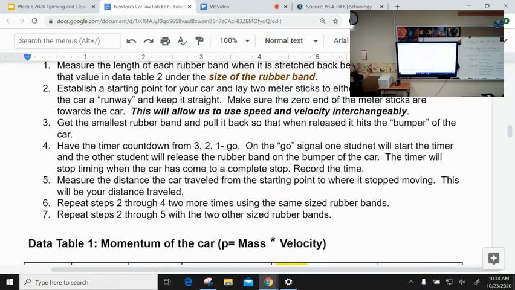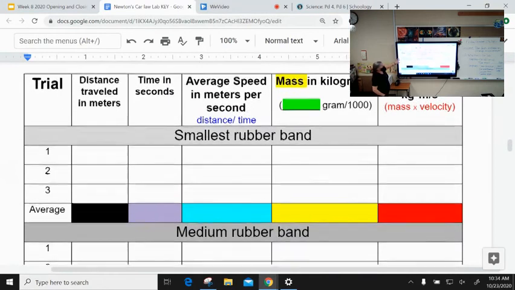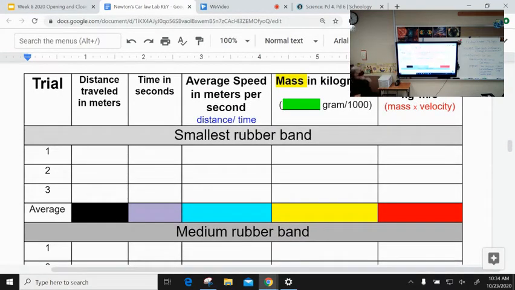So then, once you do number 4, you're going to repeat it 2 more times. So do me a favor, scroll down to data table number 1. If you look at your smallest rubber bands, after each trial, you have to tell me how far it went in meters. So here's the thing. I just told you on this ruler you're measuring in what? Centimeters. So that means you have to do what to this number? Divided by... Think about how many cents are in $1? 100, right?